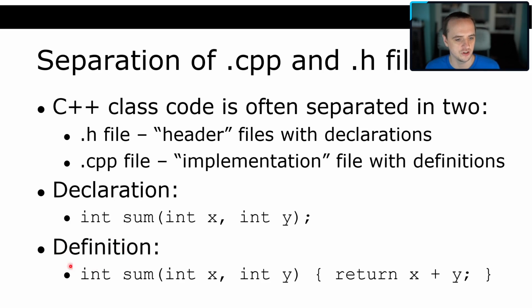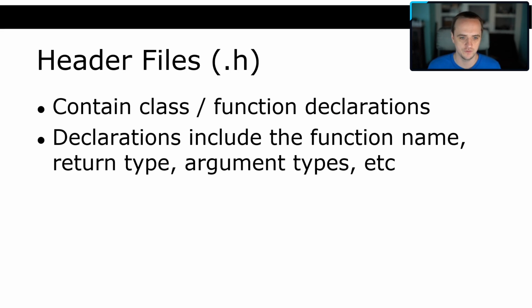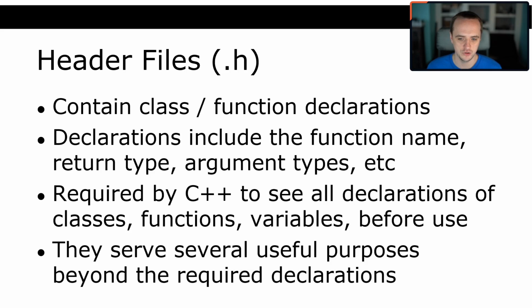That's where the definition comes in. The definition of a function is different from a declaration in that it also includes the actual code that the function runs. And we'll see why that matters in the live coding. So a header file will contain class function declarations. Declarations include the function name, the return type, the arguments, etc. C++ requires that it sees all of the declarations of classes, functions, and variables before use, and we'll see an actual example of why that matters. They also serve several useful purposes beyond the required declaration. So let's look at an example of that now.